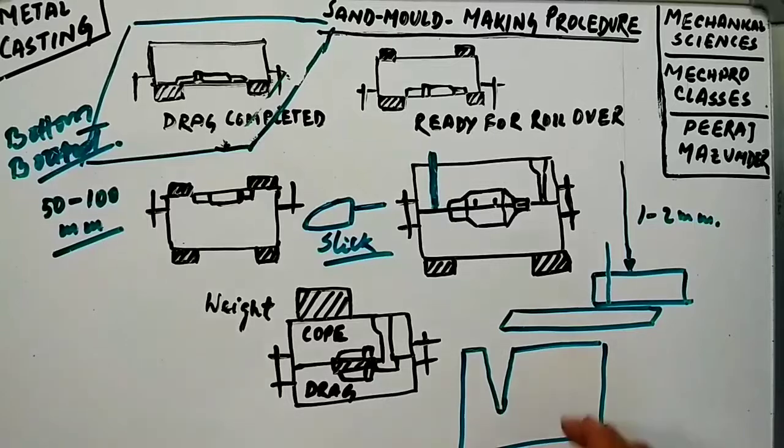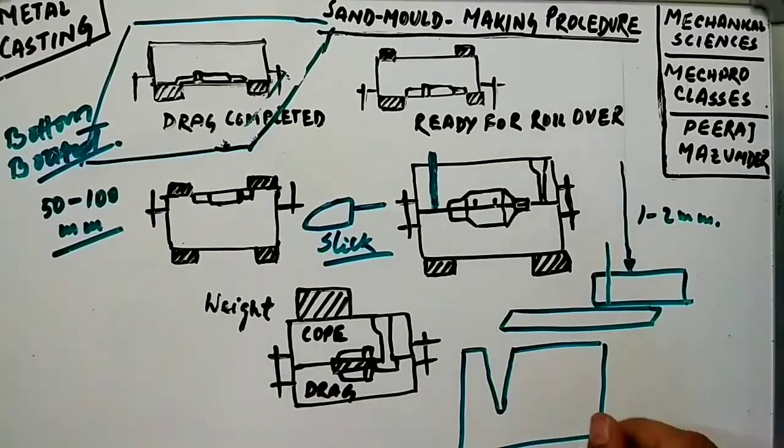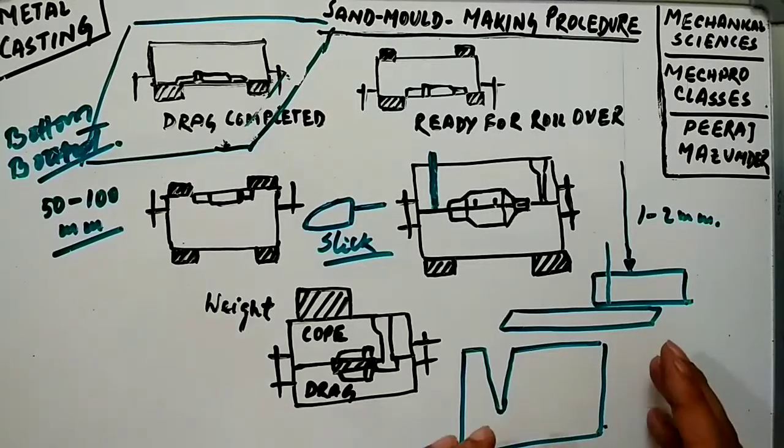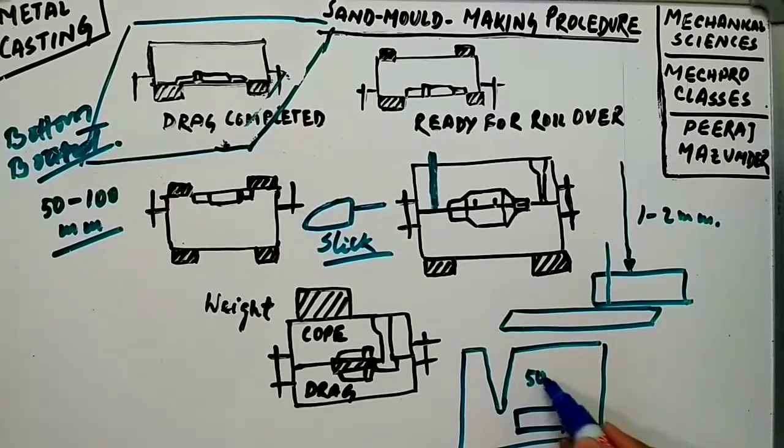So next is the sprue pin. You have to take a pin like this one only, that is known as the sprue pin. You take a sprue pin for making the sprue passage, and it should be located at a small distance from the pattern, around 50 millimeters from the top. That should be the length of the sprue as well.